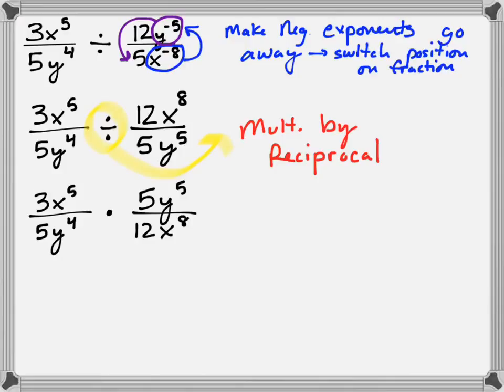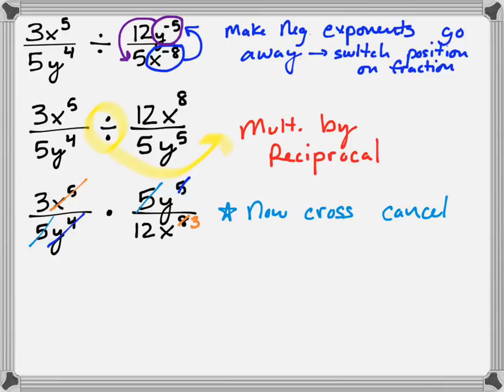Now from this point, I'm going to go ahead and start cross-canceling. For example, these 5's can go away. I'm going to look at the y's. I've got y to the 4th on the bottom on the left and y to the 5th, so I'm top heavy on the y's. If I cancel out 4 of them, the bottom ones disappear and I'm left with 1 up above. Same situation with the x's, except I'm bottom heavy with the x's. So if I were to cancel out 5 of those x's, the top would go away and then the bottom I would be left with x cubed.